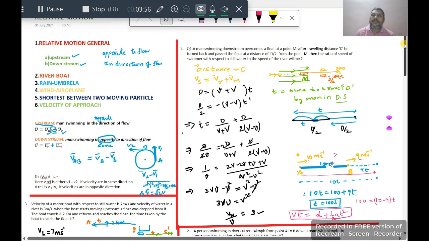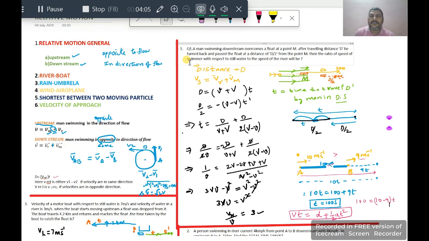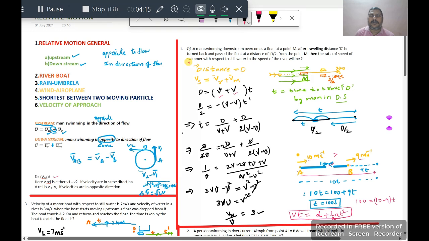So now another question here. A man swimming downstream. That means velocities are added. So consider here the river velocity is small v, and the swimmer velocity is capital V. So he is swimming downstream, overcoming a float at a point M. Means there is a float moving in the river with the same velocity as the river. After traveling the distance, he returns back and reaches that float.